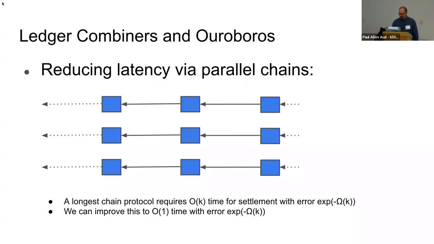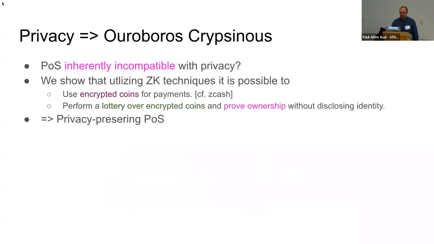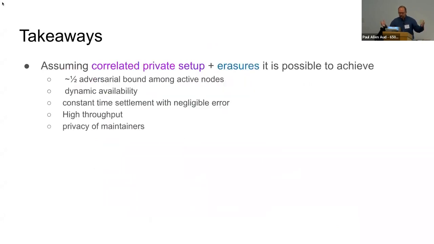Something about privacy that I think is worth saying is that we can also make a privacy-preserving version of the protocol that was called Ouroboros Chronos. And this will bring me to my last slide. So the takeaways from this is that assuming correlated private setup and erasures, it's possible to achieve all these properties that we can get from the Bitcoin blockchain and a few more: constant time settlement with negligible error, high throughput, and also privacy of maintenance.